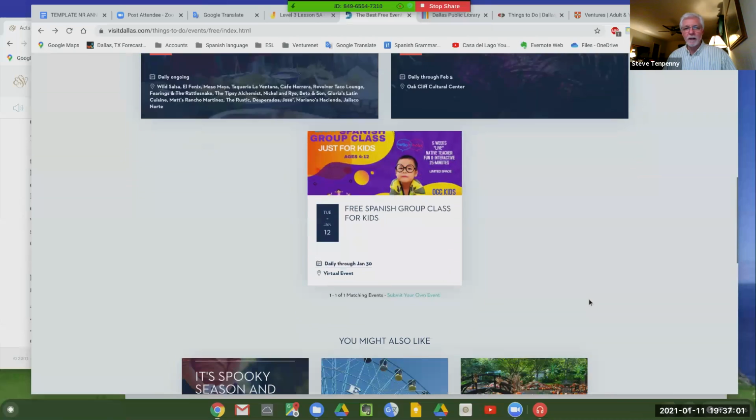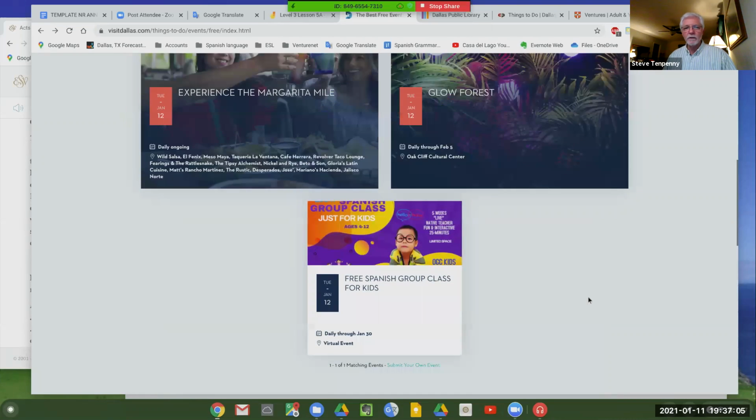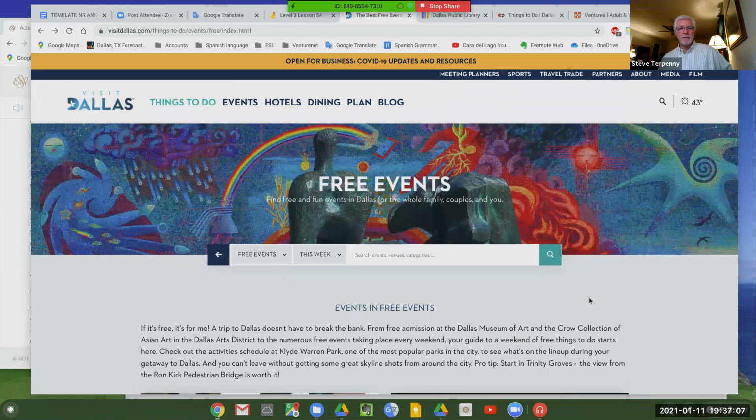So anyway, some of these other things are older events. So this is an example of where you can find what we would call community events. All right, things that are going on in the city that you can do without spending money. Okay, because some people don't like to spend money.